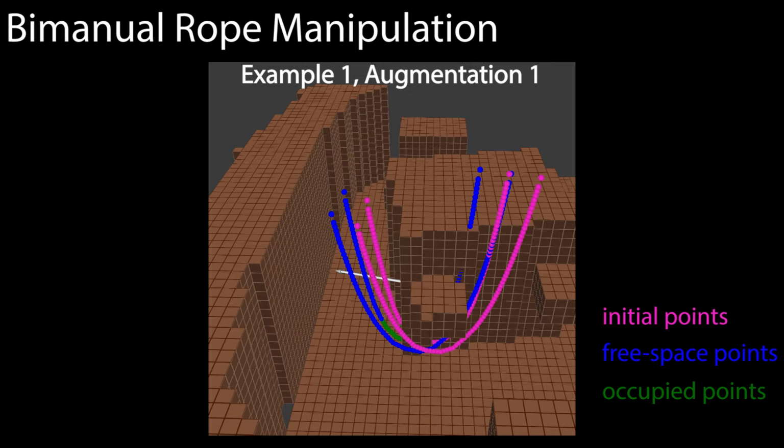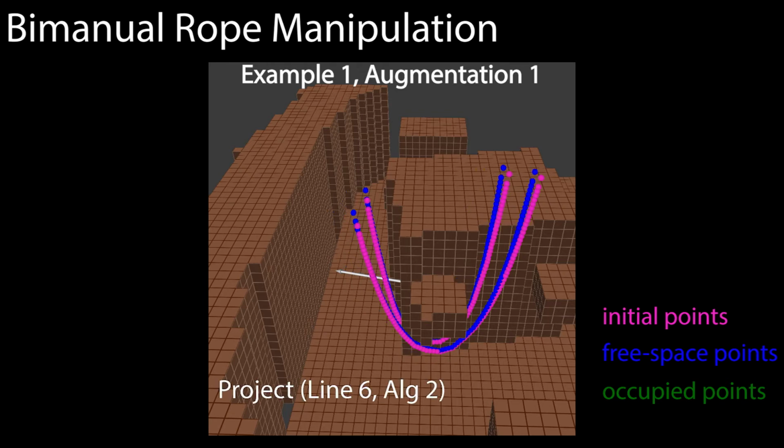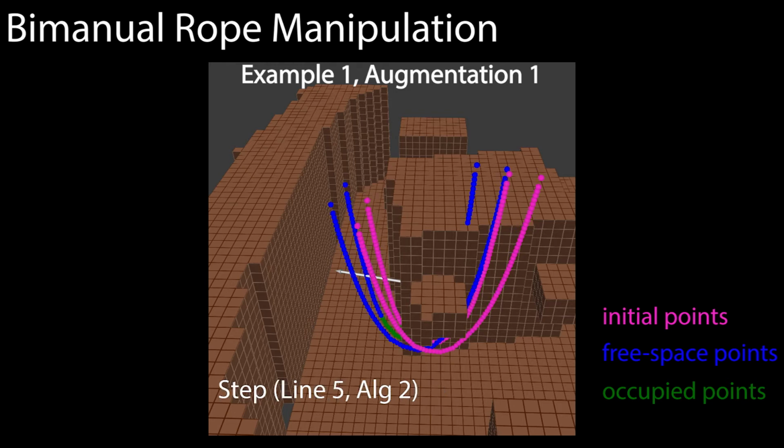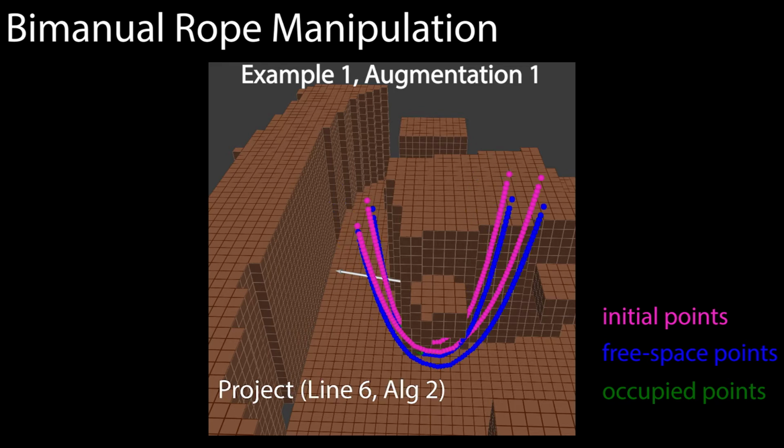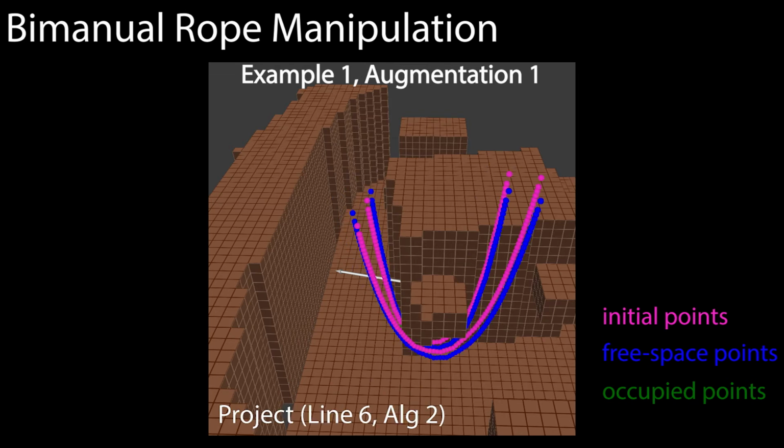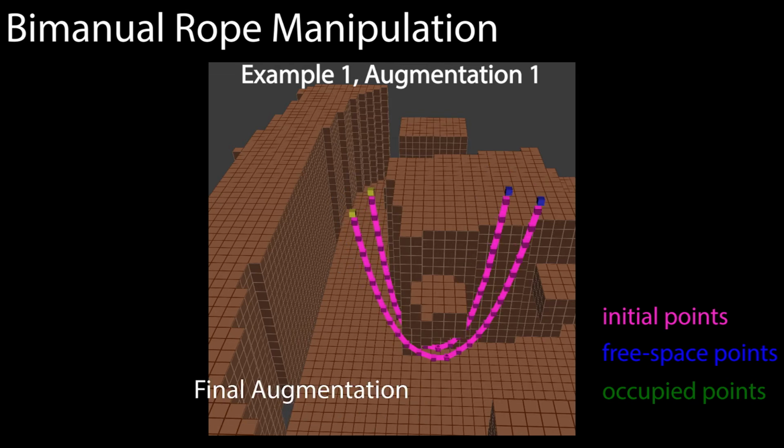We first step in this direction, improving diversity. We then project by taking several gradient descent steps on the validity and relevance objectives. This moves the rope so that the occupied points, in green, remain inside the environment voxel grid, shown in brown. This process repeats, stepping along the white arrow, then projecting to optimize relevance and validity. Here is the final augmented example.